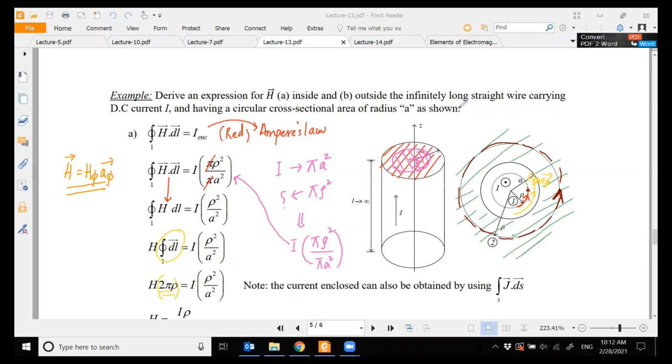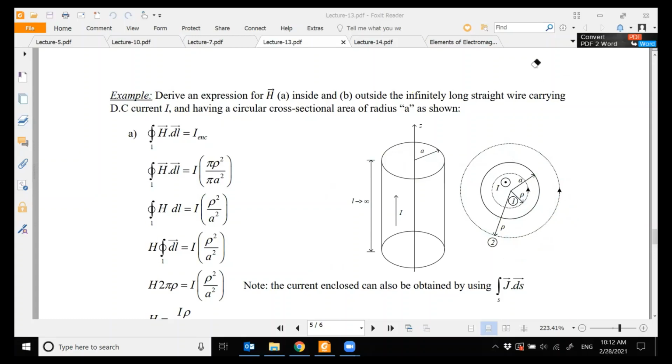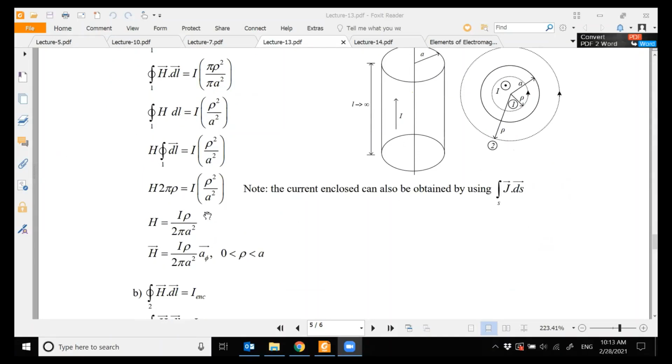And therefore, what we get? H times 2 pi rho is equal to I times rho square over A square. Or, if you see here, my H, or I can say H or H phi, you can put it anything, is equal to I rho over 2 pi A square. So H phi is I rho over 2 pi A square times a phi. So this is my H phi.